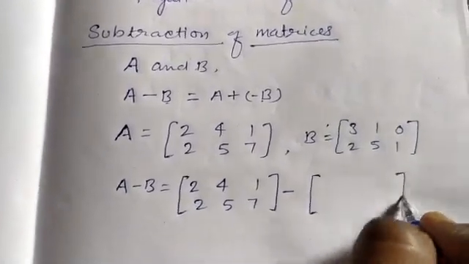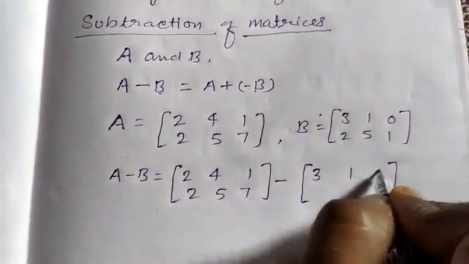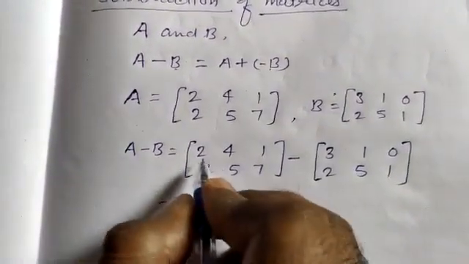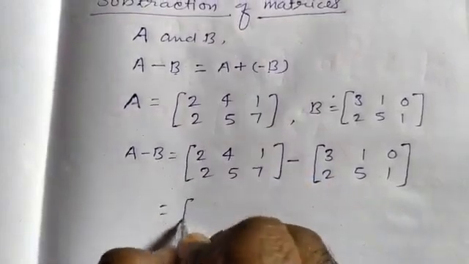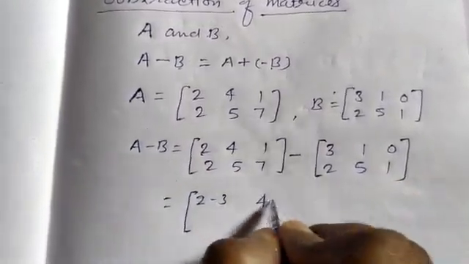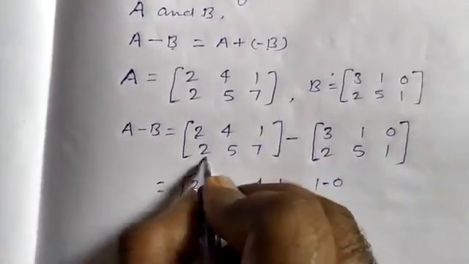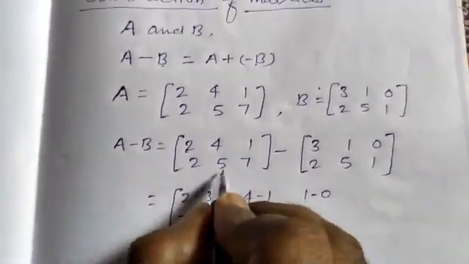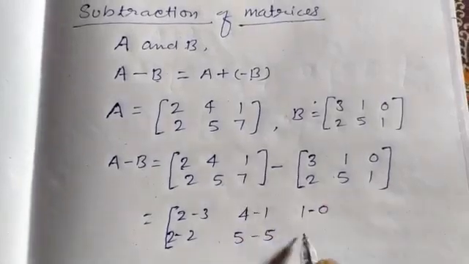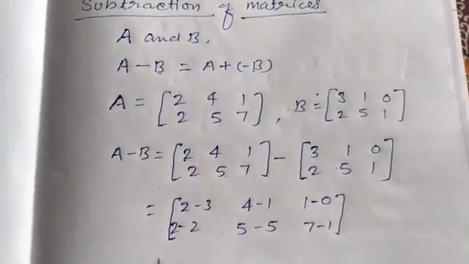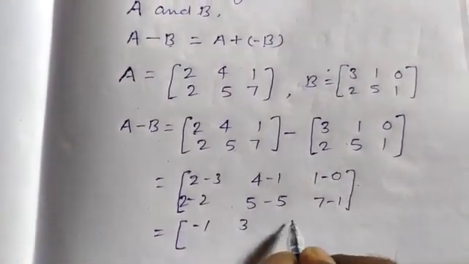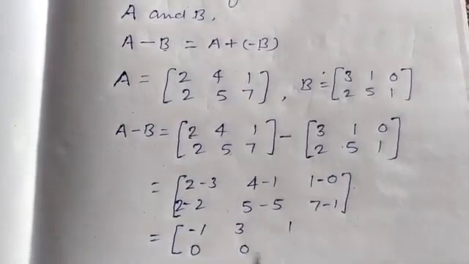Now write the matrix B. This is 3, 1, 0, 2, 5, 1. To find the value of A minus B, we have to subtract the corresponding elements. First element 2 minus 3, 4 minus 1, 1 minus 0, 2 minus 2, 5 minus 5, and 7 minus 1. The value of this will be 2 minus 3 is -1, 4 minus 1 is 3, 1, 0, 0, and 6.